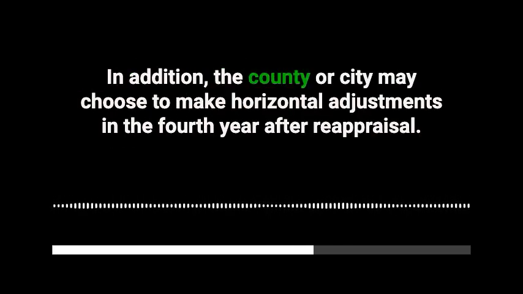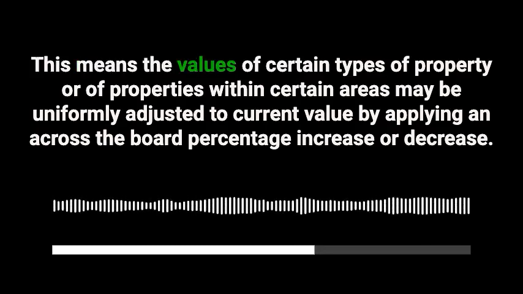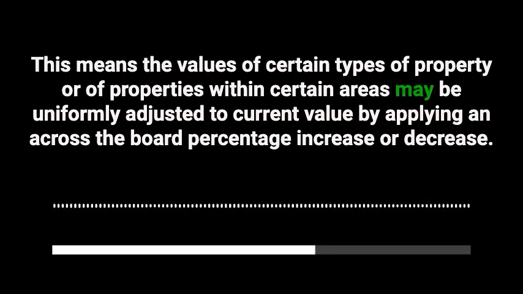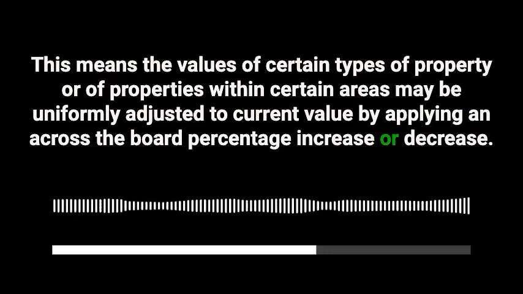In addition, the county or city may choose to make horizontal adjustments in the 4th year after reappraisal. This means the values of certain types of property or of properties within certain areas may be uniformly adjusted to current value by applying an across-the-board percentage increase or decrease.